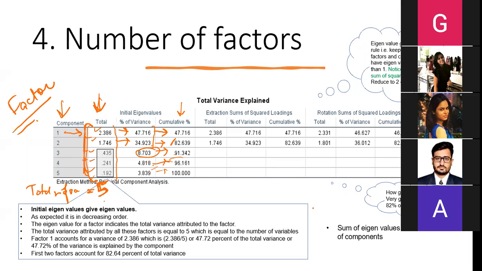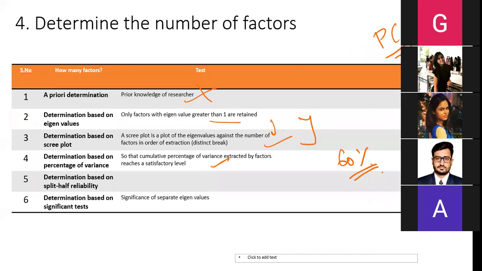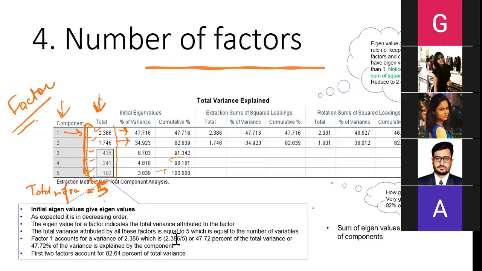Now I showed you the slide wherein we discussed that the eigenvalue should be greater than 1. Only factors with eigenvalue greater than 1 are retained. So see here, the eigenvalue is greater than 1 for how many factors? For 2 factors. So we are going to retain only 2 factors.